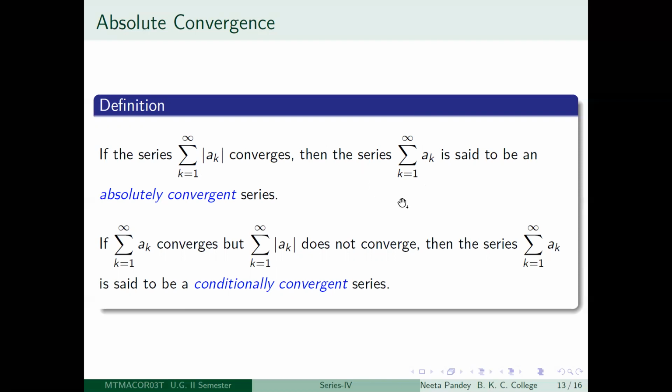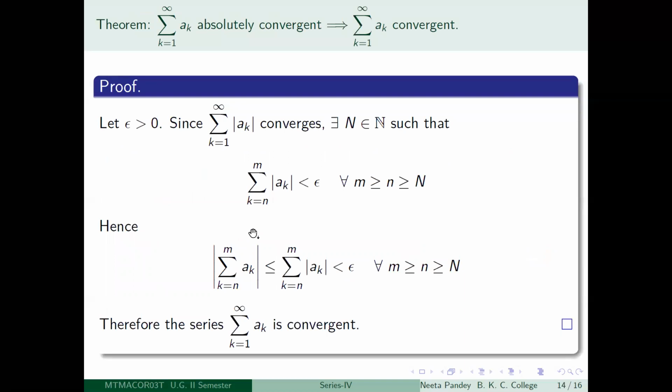And on the other hand, if you have a series where the original series itself converges, but after putting the modulus, you see that it does not converge, then you say that this original series is a conditionally convergent series. All right. So let us look at one major theorem, which says that if you have an absolutely convergent series, then it is bound to be a convergent series. So even if you did not mention it beforehand, if you have an absolutely convergent series, then it will automatically be convergent.